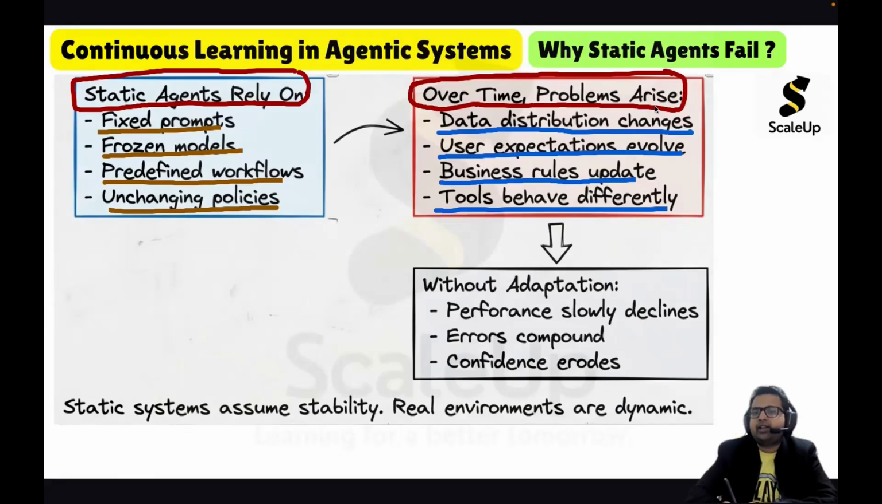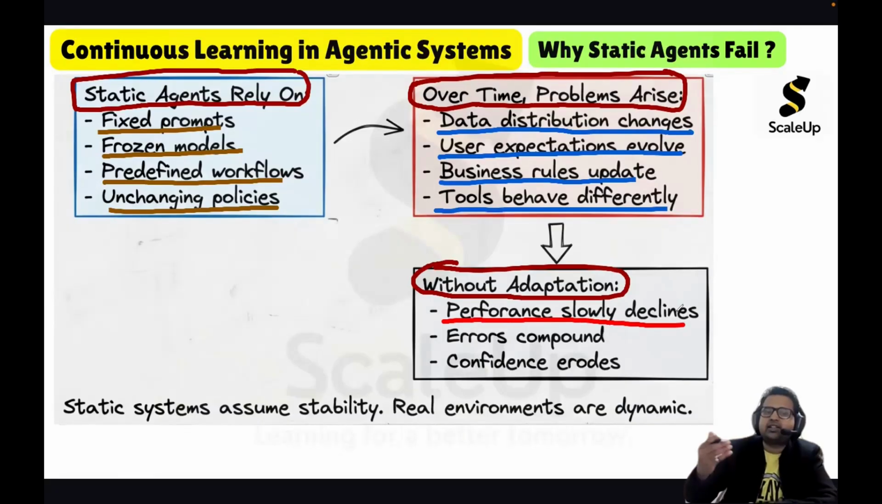So there is a need for adaptation. If the agent is not able to adapt with time, performance slowly declines. The performance of static agents will slowly start declining. Errors will start compounding, and confidence will erode. So the idea is very clear why static agents fail. Now it's very clear to us.